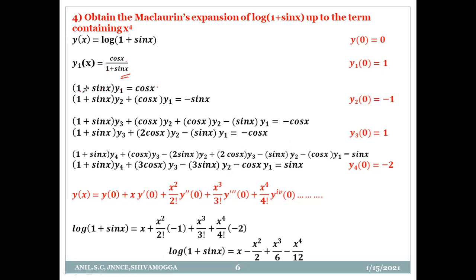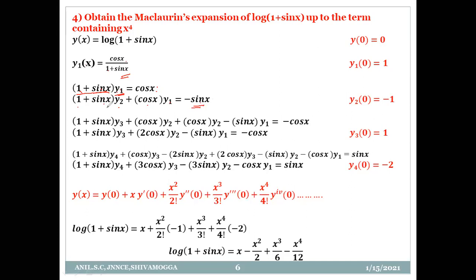Now differentiate. First we shall differentiate this left hand side, keeping this function as first function and this function as second function. First function 1 plus sin x into derivative of y1 is y2, plus second function y1 into derivative of 1 plus sin x, where 1 is a constant, its derivative must be 0, and derivative of sin x is cos x. This is equal to derivative of cos x is minus sin x.